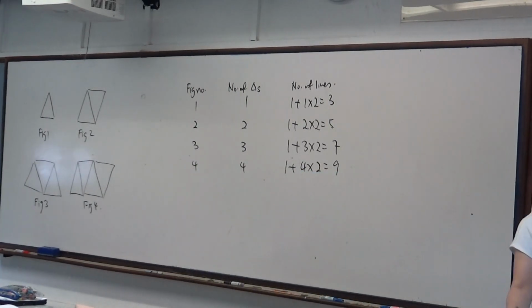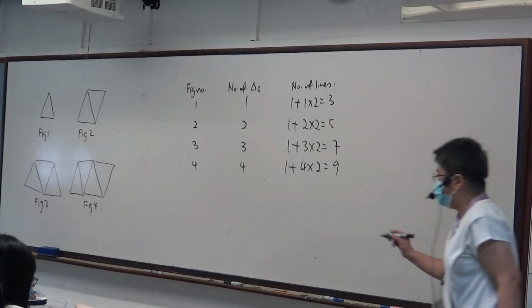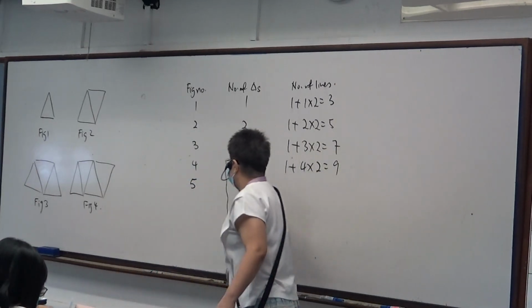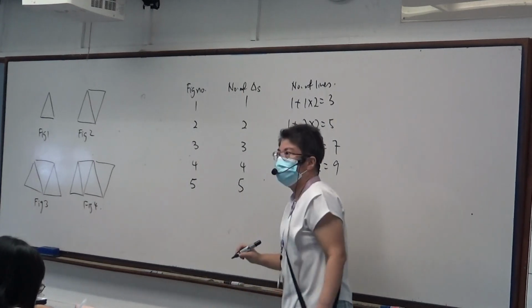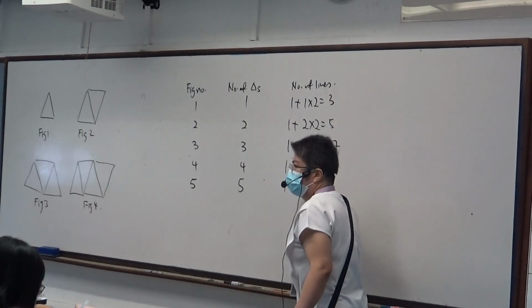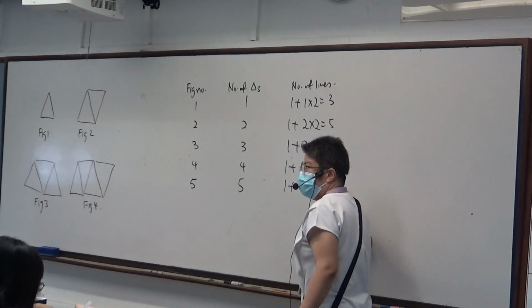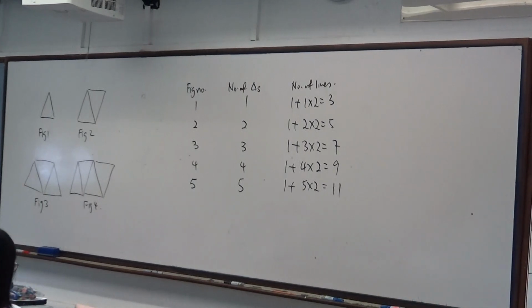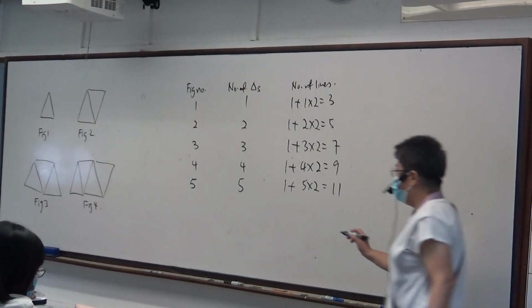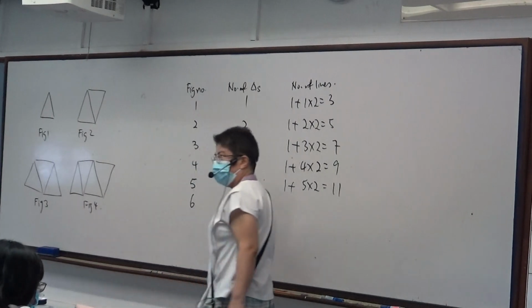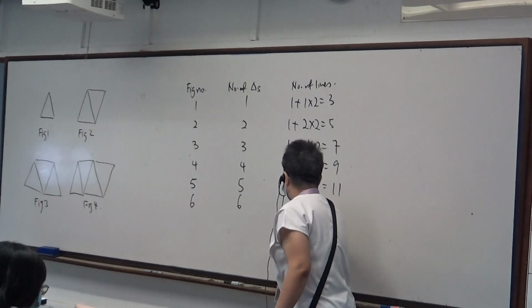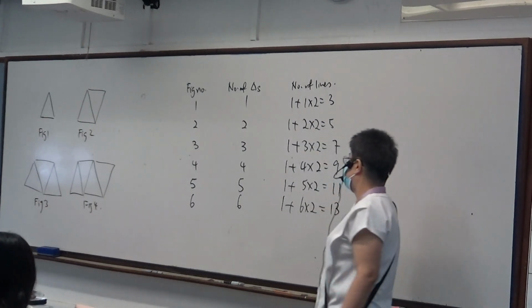Everybody clear? Now the question in part 2 says, copy and complete the table. Now, what do you think will be line 5? This one will be what? 5. Good. What will here? 1 plus what? 5 times 2, which will give me what? 11. Are you all clear? So this is the 5th line. Okay. Now, what do you think will be the 6th line? No, here first. 6. Then 1 plus 6 times 2, I will get 13.